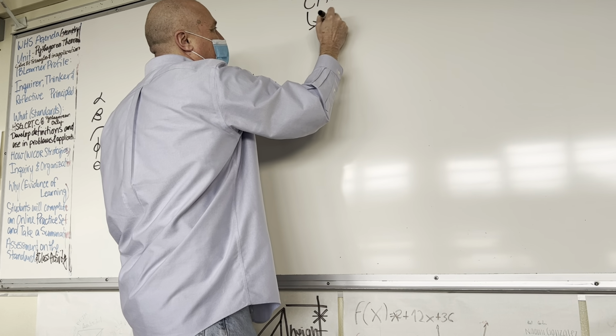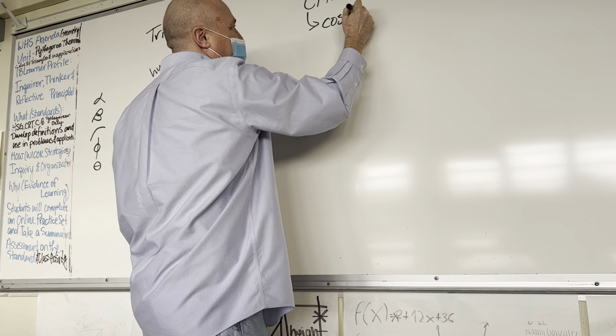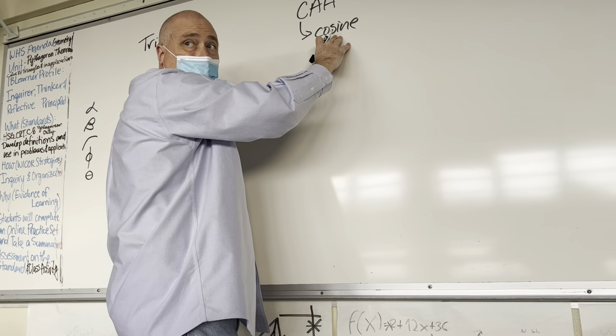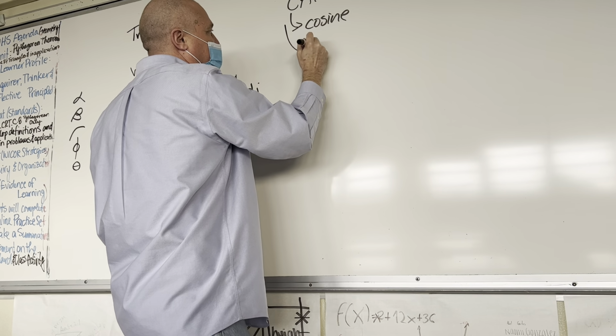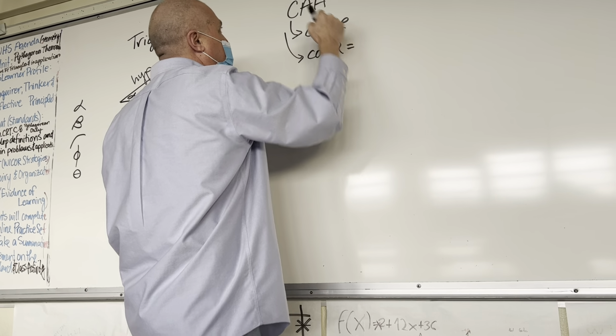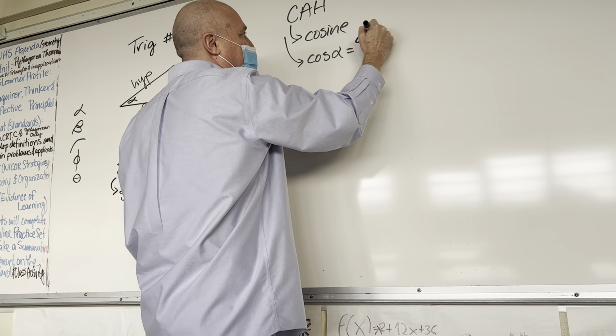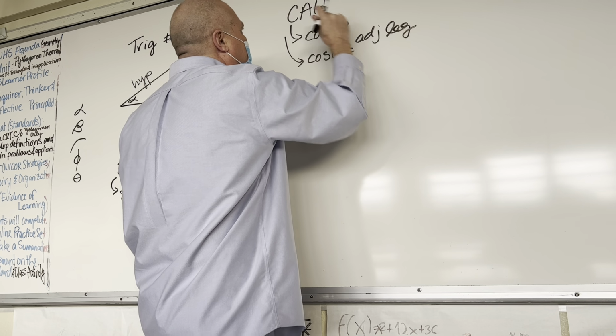This one's going to be cosine. And we're just going to abbreviate it cos most of the time, COS. Cosine, in fact, let me rewrite it here. COS alpha equals. This is going to stand for adj leg. And this is going to stand for height.